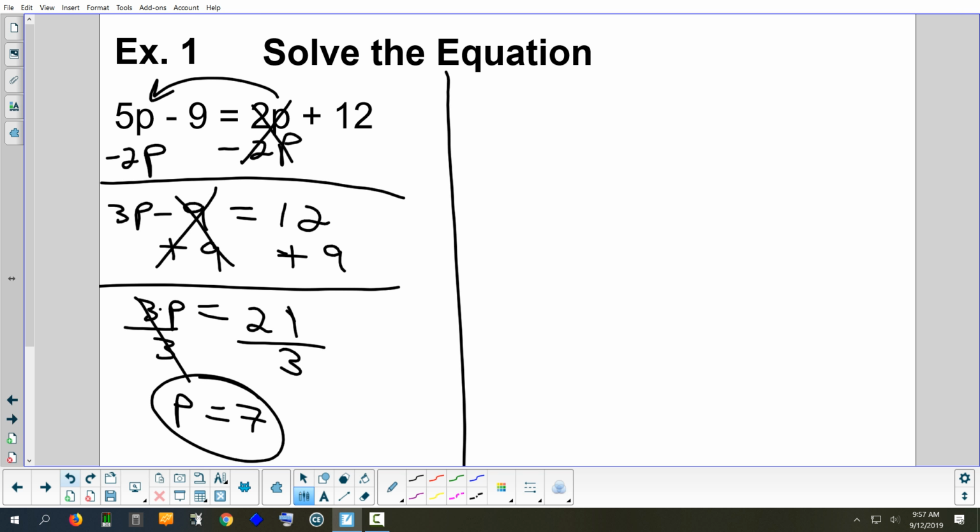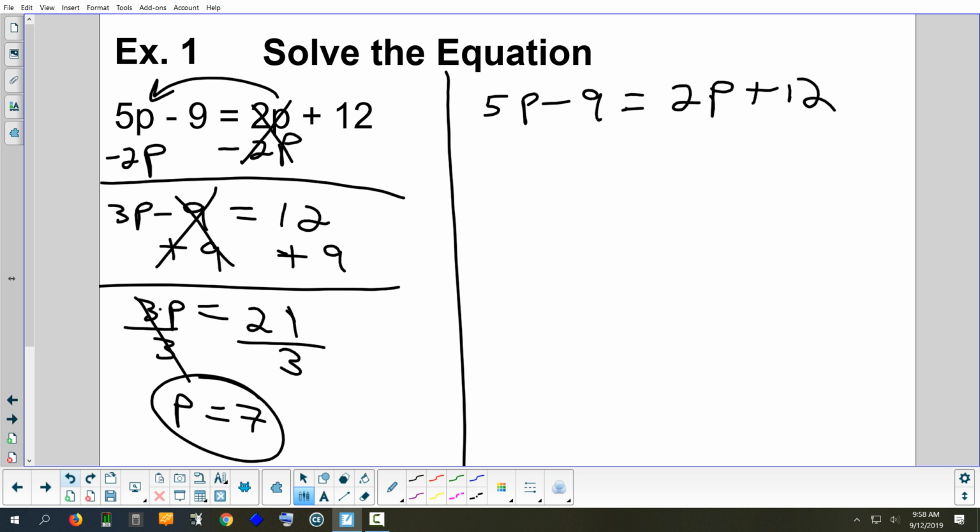Okay, so let's do the same problem again. 5p minus 9. Wait, are we erasing what we... Nope, you're not erasing anything. I ran out of space, so I had to... I wrote big. Squeeze it in somewhere.